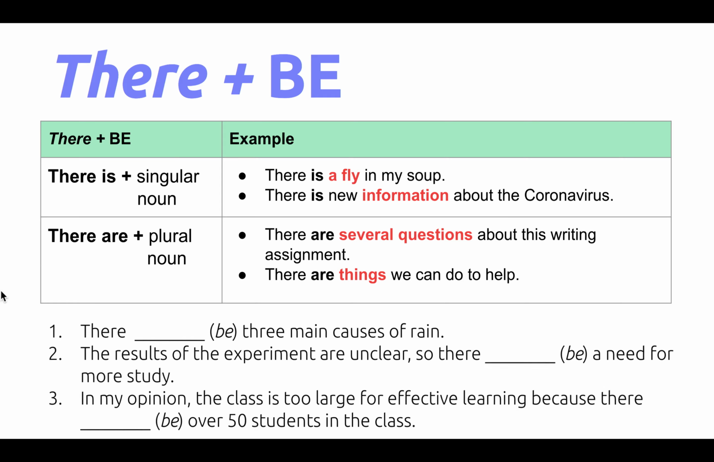Here's a little bit of practice for you. Again, please pause the video while you read the sentences and try to write down your answers. Remember, you're going to use a form of be, so is or are, right? And you're going to use the subject, right, plural noun or singular noun, to tell you whether you should use is or are. Please pause the video. I'm going to give you the answers right now.